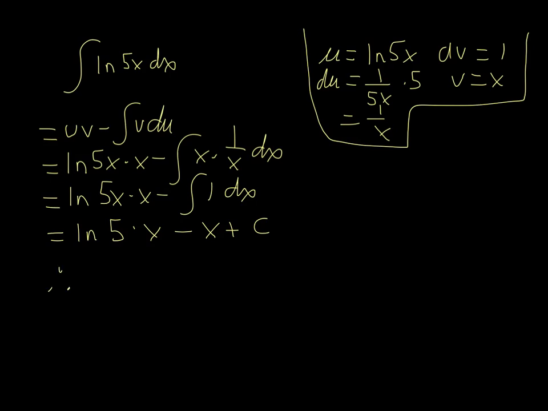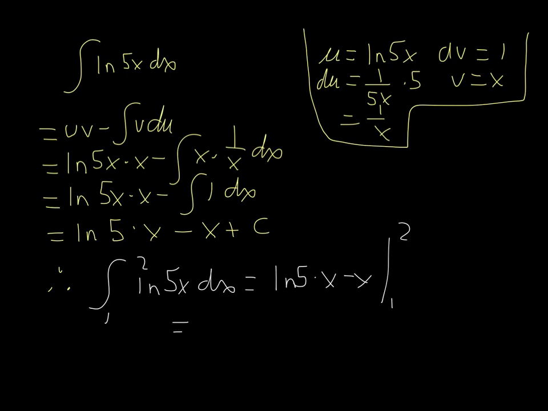So now if we go back to the integral from 1 to 2, I think is what they were asking originally, of ln of 5x dx, that's now going to equal the ln of 5 times x minus x between 1 and 2, and then you just have to evaluate 2 ln 5 minus 2 minus 1, sorry, 1 ln 5 minus 1.